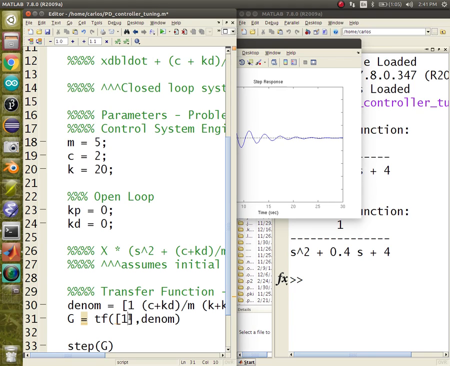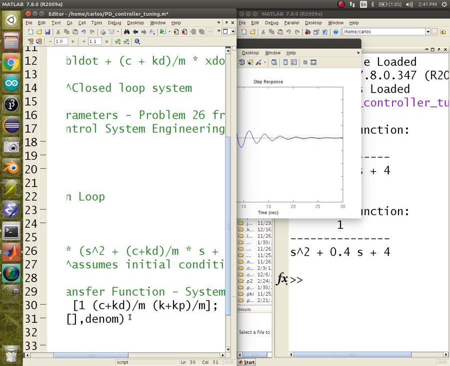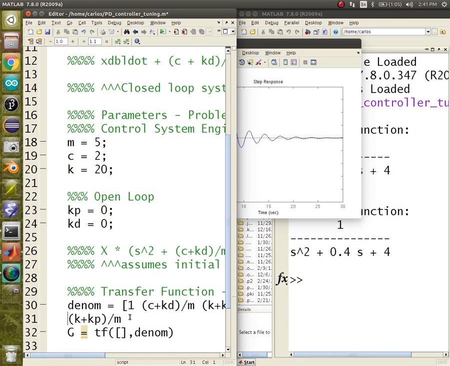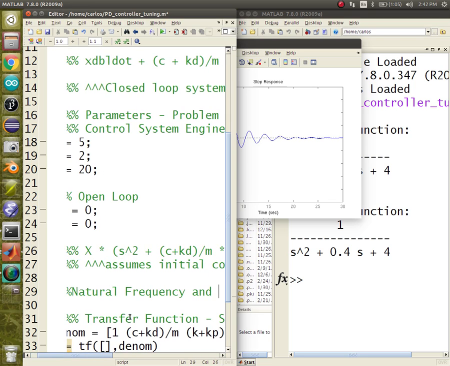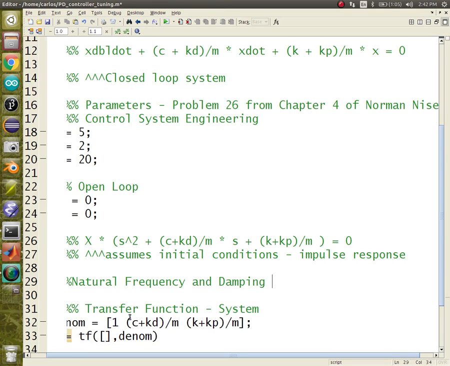And so I look at this and I say, all right, what I want to do is make the gain equal to the natural frequency squared, which the natural frequency is equal to this guy. So if I say, let's look at natural frequency, and let me maximize this, and damping ratio.